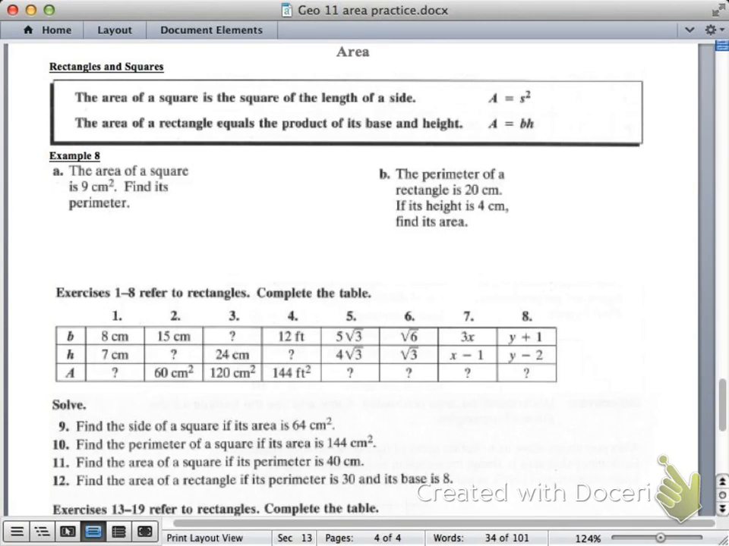All right, welcome to our mini unit on area. Before I get started, there's been some storms in the area. There's been some power outages, and it's been flashing around here. So hopefully that won't happen and bother us while we're doing this.